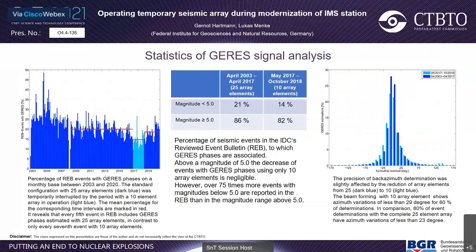However, please note that most of the missed Ceres phases would belong to events with magnitudes below 5. In this magnitude range, the percentage dropped by a third. Since there are 75 times more events in the REB than with magnitude above 5, this number dominates the overall statistics. Taking only the events above magnitude 5 into account, the percentage of events with Ceres dropped only from 86 to 82%, which is still a remarkable number for only 10 elements.